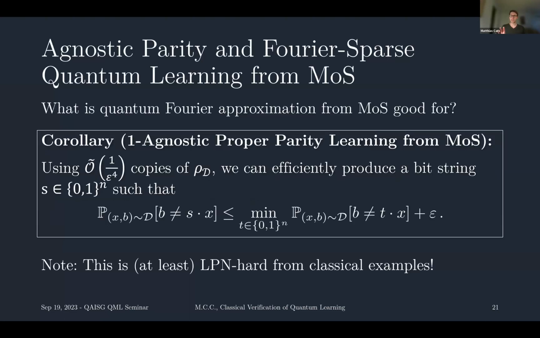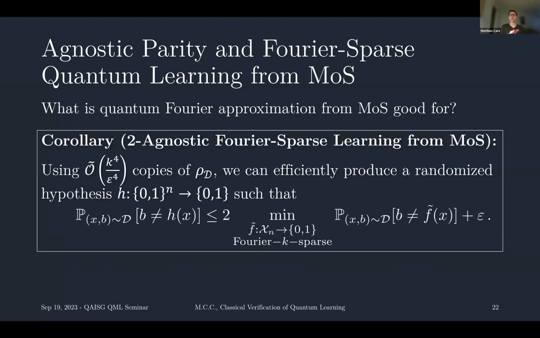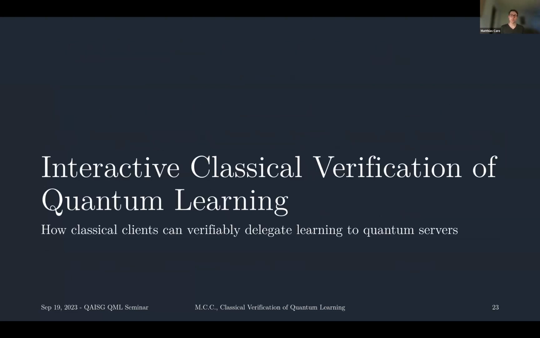The takeaway message from this slide is we have a learning problem, namely agnostic parity learning, that we believe is very hard to solve from classical data, but we can solve it using our quantum data, and we can solve it efficiently. Now, the question is, if I'm a classical learner and I would like to solve this problem, how can I make sure that I can ask a quantum person whom I don't trust to solve it for me? And this is what we're wondering about in the next topic, which is this interactive classical verification.